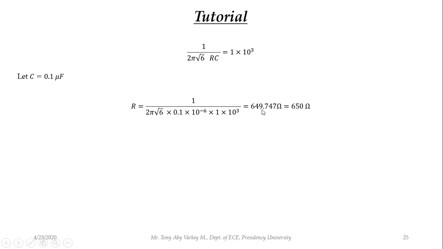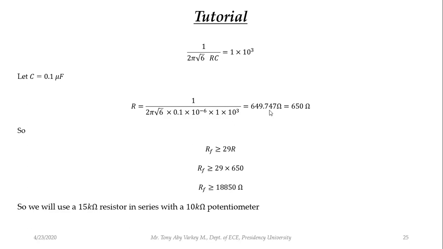So it will be 649.747 ohm. I'm taking it as 650 ohm. Now RF should be greater than 29 times R. So RF should be greater than or equal to 29 times 650, which is 18,850 ohm, which is about 18 kilo ohm. So I will be using a 15 kilo ohm resistor in series with a 10 kilo ohm potentiometer, so that I can vary it and get the oscillations at one particular frequency.